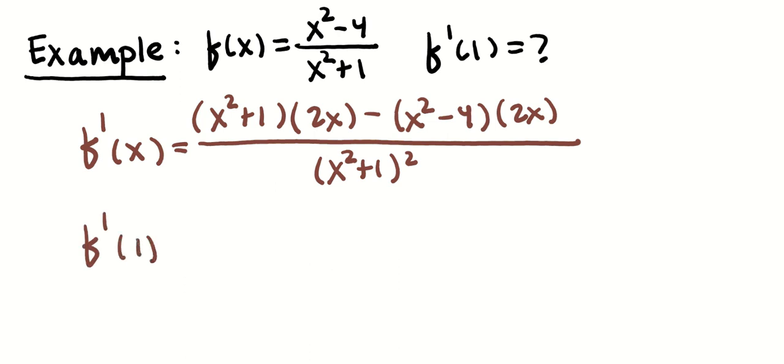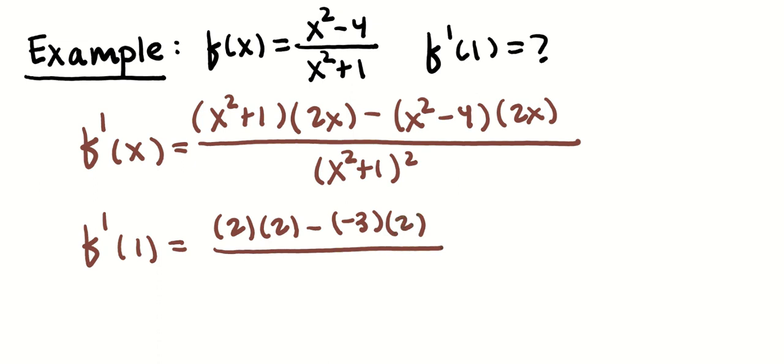So I'm plugging in 1, and I'm going to get 1 plus 1 is 2, times 2x is 2, minus x squared minus 4 is 1 minus 4. That's negative 3. 2x is 2, divided by x squared plus 1. We already found that to be 2, and we're going to square it. And that's a perfectly good place to stop. If you wanted to, you could take it farther and say that's 4 plus 6 is 10, divided by 4.